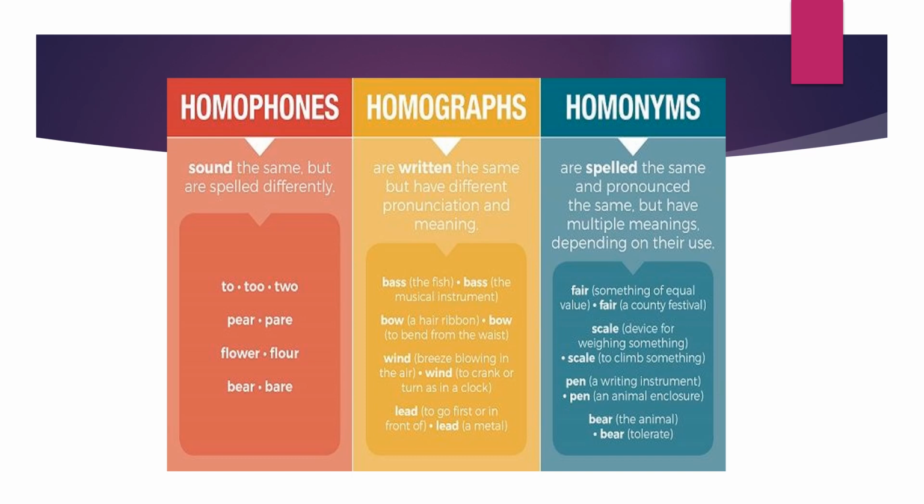For homonyms, as you can see, they're spelled the same and pronounced the same but have multiple meanings depending on their use. So fair, something of equal value, and fair, a country festival. So we have the same spelling, the same pronunciation, but different meaning. This is called a homonym. For scale, it is a device for weighing something, and a scale, to climb something. For pen, it is a writing instrument, and a pen, an animal enclosure. The last one is bear, the animal, or bear, to tolerate.